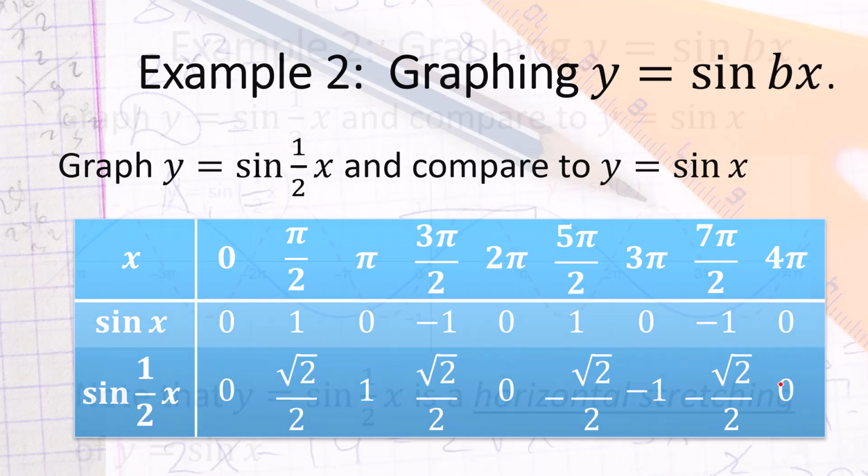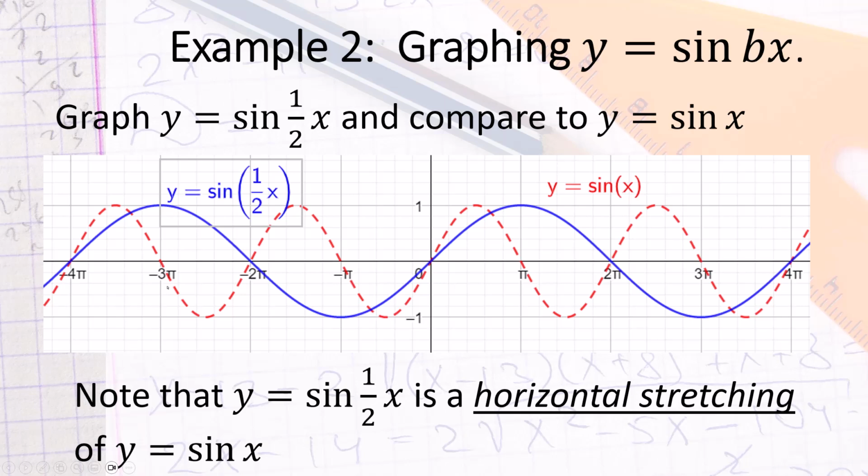So when you compare the graphs, here is y equals sine theta, the one in the dotted red. And if you'll notice, it actually has a period of 2 pi, which is what we expected it to have. However, sine of 1/2 x takes 4 pi to do a revolution. So what you've noticed is that when we multiply the argument by 1/2, we get a horizontal stretching. And if we multiply the argument by something greater than 1, we actually have a horizontal compression or horizontal shrinking.